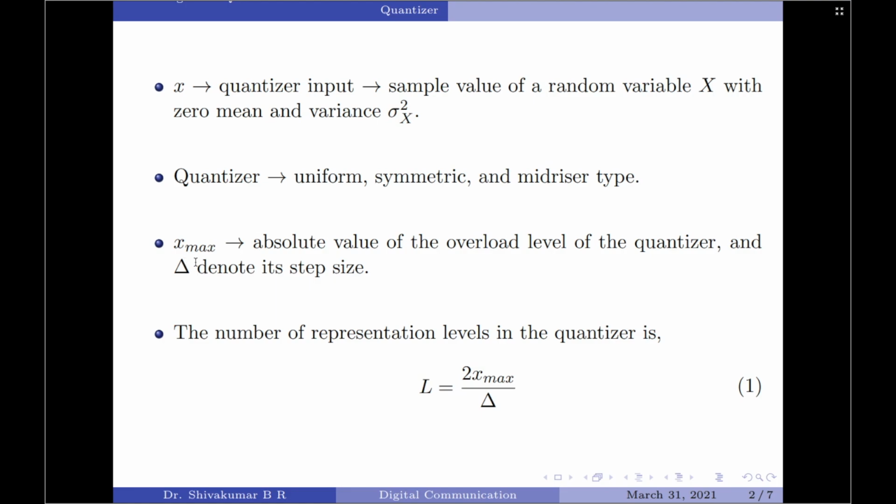Let x max represent the absolute value of the overload level of the quantizer input and delta denote its step size. We may now express the number of representation levels in the Midriser quantizer as capital L equals 2 x max divided by delta, where x max, as we already have said, is the absolute value of the overload level of the quantizer and delta is its step size. This is one way of representing the number of representation levels in the quantizer.